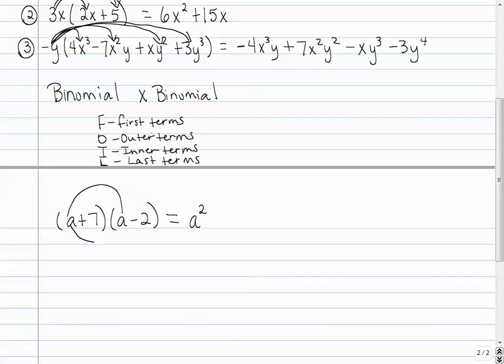Next, you do the outer ones. The a and the negative 2 are on the outside. If you multiply a times negative 2, that gives you negative 2a. Now you multiply your 2 inner ones together. 7 times a is 7a.